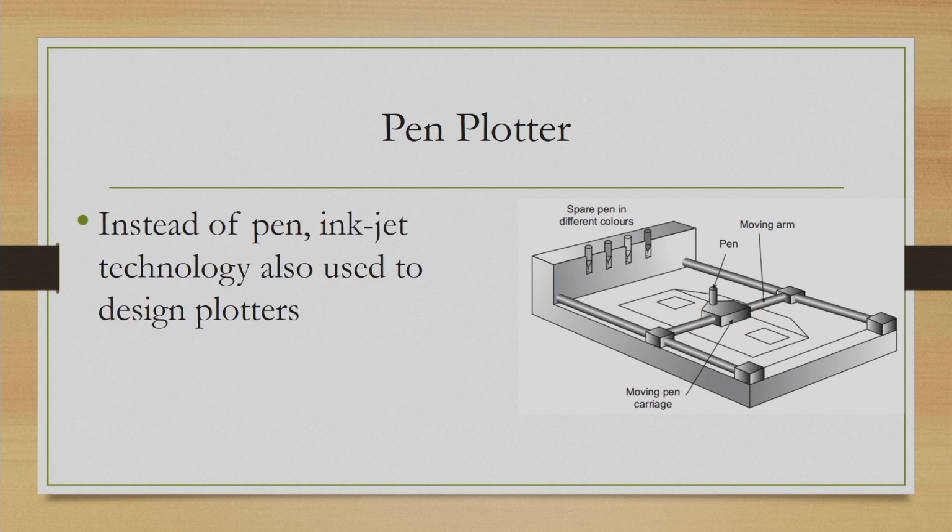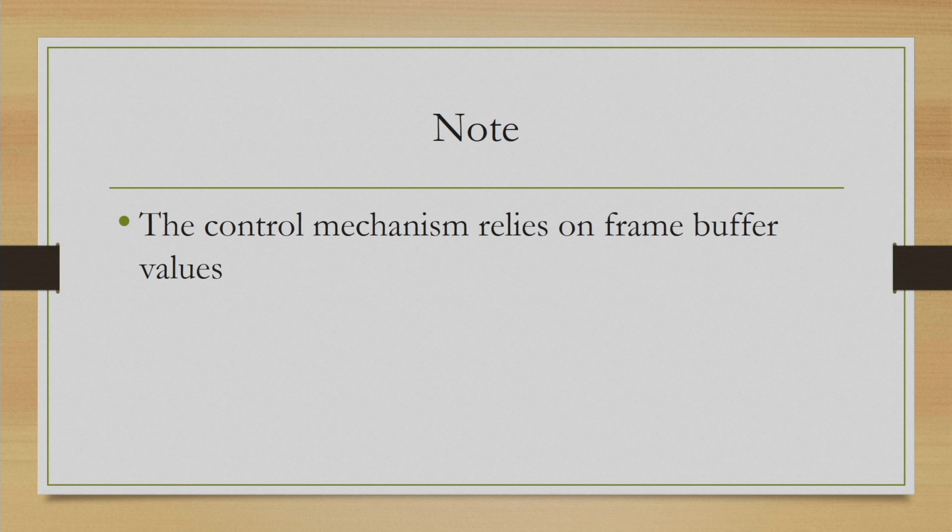Sometimes instead of pen, inkjet technology is also used. That means, instead of pen, ink sprays will be used to create the drawing. And how is this movement controlled? Again, it depends on the content of the frame buffer. So, depending on the frame buffer values, the movement of pens or ink spray is determined, just like in case of video monitors.